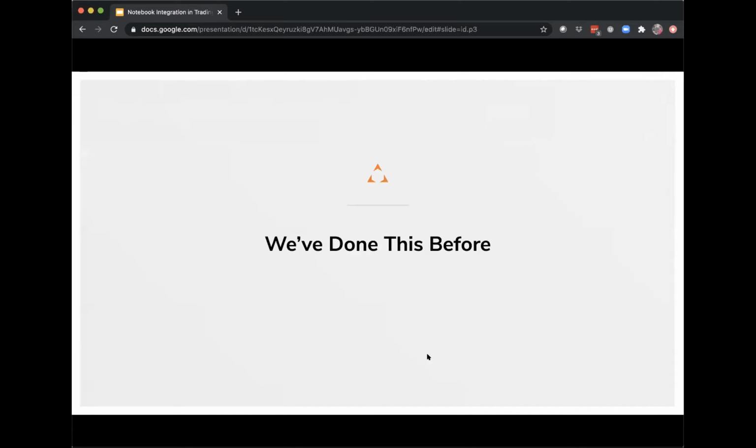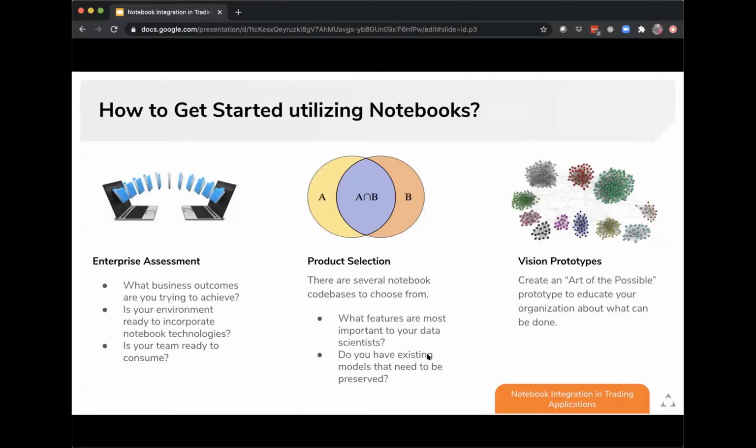If it sounds like we've done this before, it's because we have. We've built things like this with other clients, baking these notebooks into their environments, and some of you may be asking yourself, how do we get started? This sounds interesting. How do we get started?